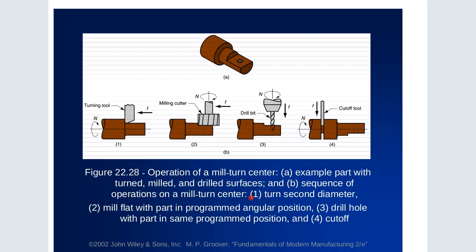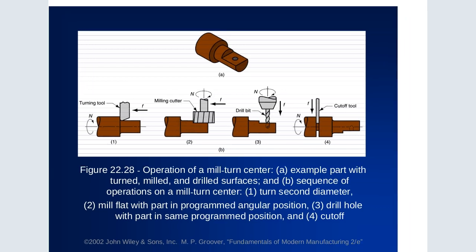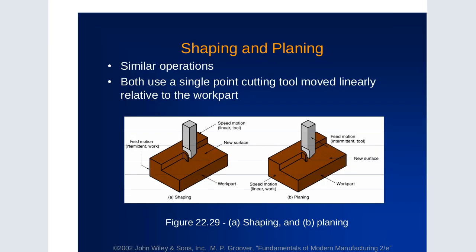And then we have the operation of the multi-tasking mill-turn center. You can see how it moves. We have the turning tool, the milling cutter, and the drill bit. All of them can be used together. Then the wheel flat is milled, the part is positioned at a programmed angular position, the hole is drilled, the part is moved to the next programmed position, and then the cut off.